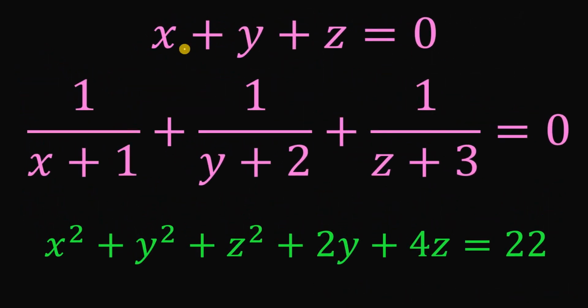Therefore, given these two equations, x plus y plus z equals 0, and 1 over x plus 1 plus 1 over y plus 2 plus 1 over z plus 3 equals 0, then the numerical value of x squared plus y squared plus z squared plus 2y plus 4z must be equal to 22. And as always, we are done.